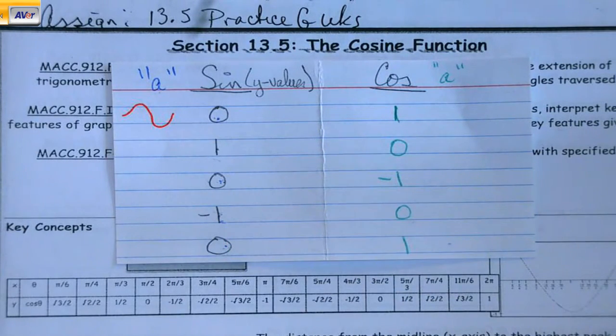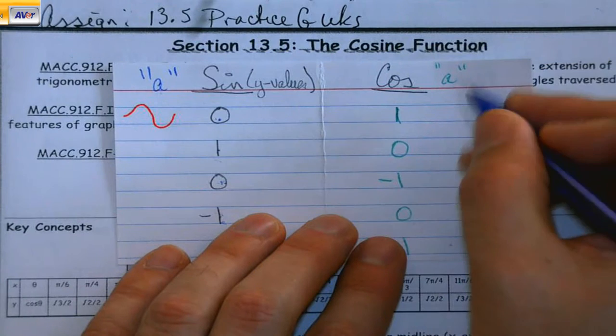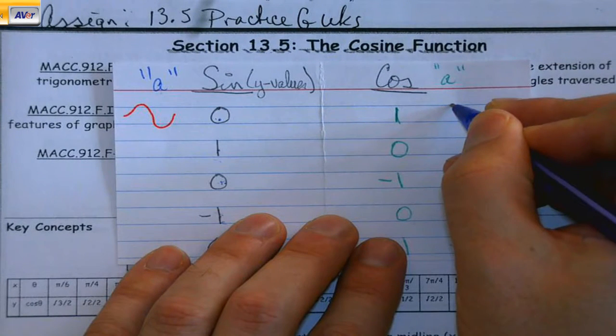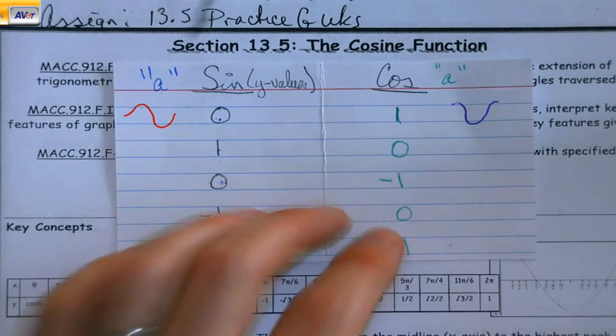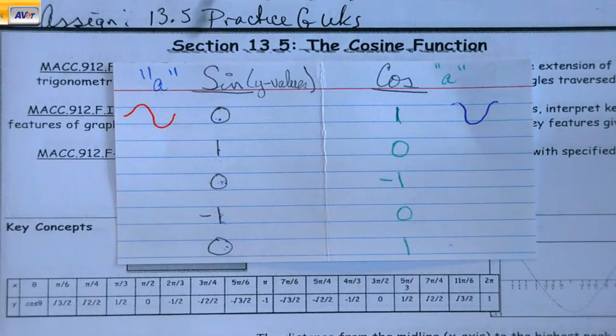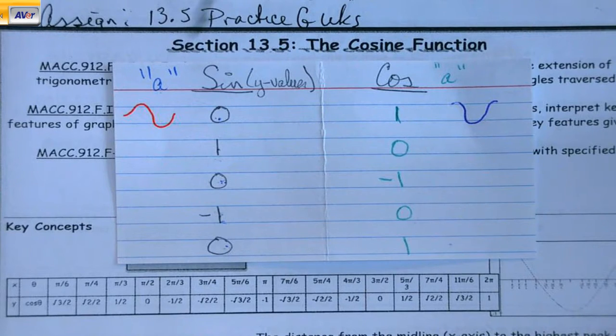Cosine is a little different. Since it starts up at the top, it goes up, and then it comes down, and then it goes back up. It looks more like a big U rather than the curves. So there's a couple of ways I can start to tell what the difference is going to be between those.